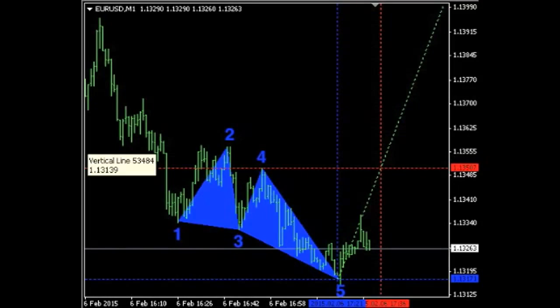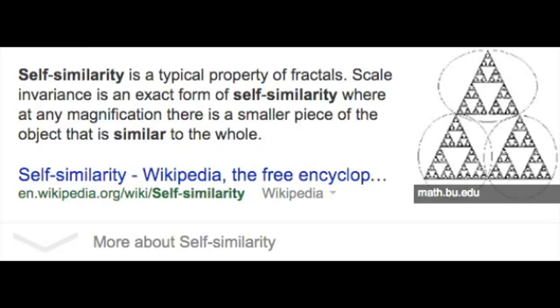Now you're looking for, once you have structure, a reversal back to point 4. That is very key. It has to reverse after it creates a structure back to point 4, or some percentage of the range. And I'll show you how that works.